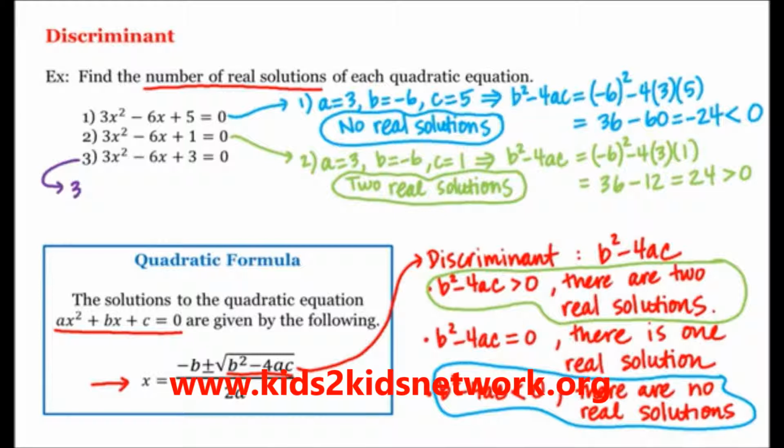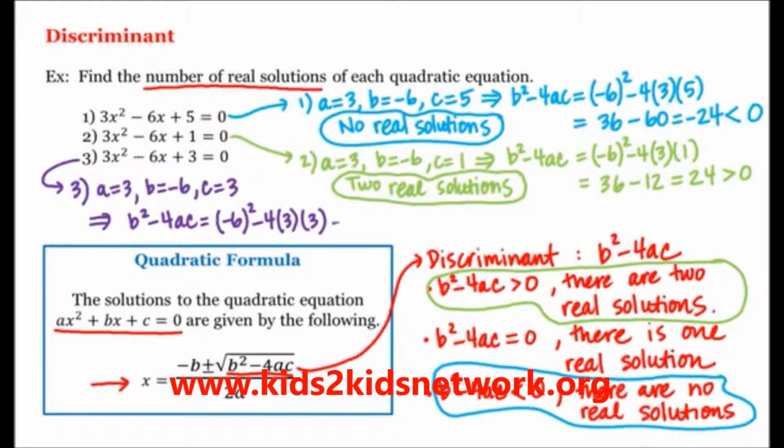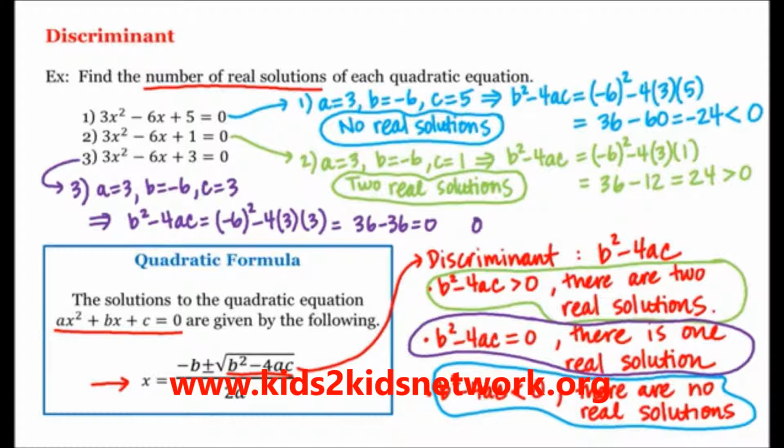All right, and what about our last equation here? Our a is equal to 3, b is equal to negative 6, and c is equal to 3. Which means that the discriminant, b squared minus 4ac, is equal to negative 6 squared minus 4 times 3 times 3, which is equal to 36 minus 36, which is equal to 0. And therefore, we're in this second case down here, which means our third equation has one real solution.